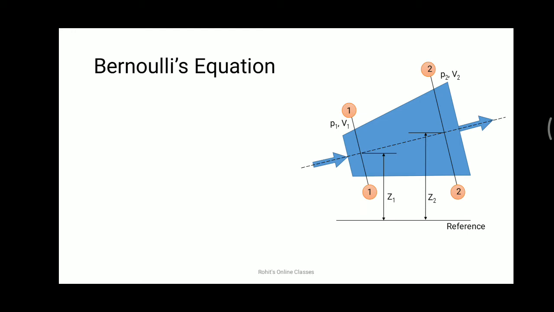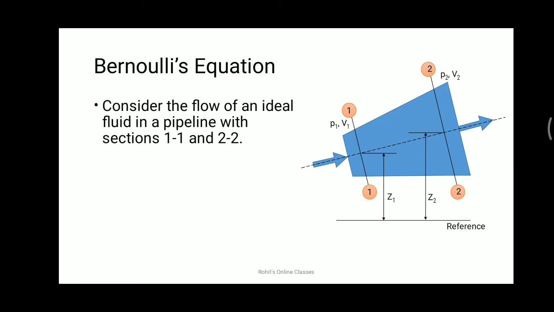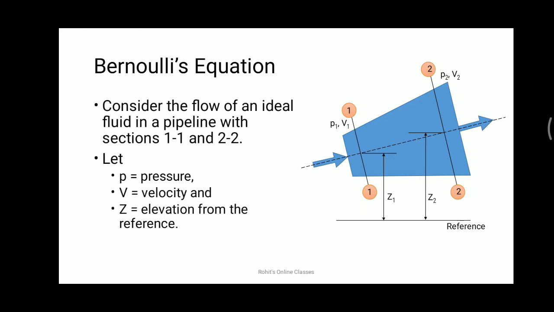Now let us consider section 1-1 and section 2-2. So these are the values: pressure P1 and velocity V1, and at section 2-2 pressure is P2 and velocity is V2. Okay, so consider the flow of an ideal fluid in a pipeline with sections 1-1 and 2-2. So let P be pressure, V is velocity, and Z is nothing but elevation from the reference line. Okay, elevation is nothing but height from the reference line, you can consider.